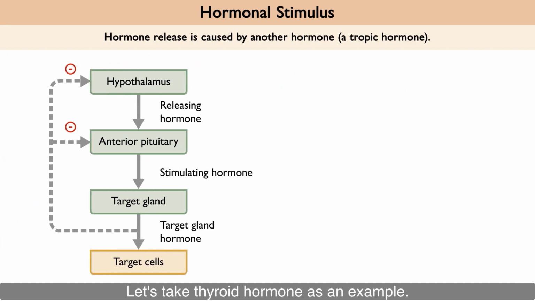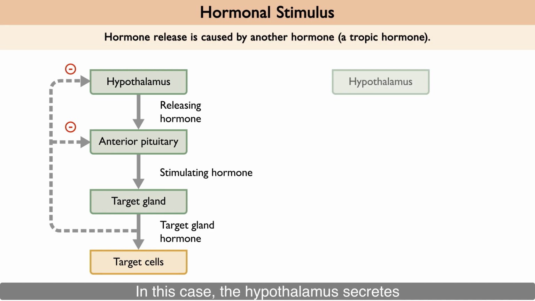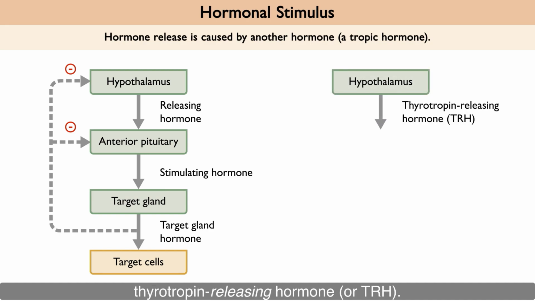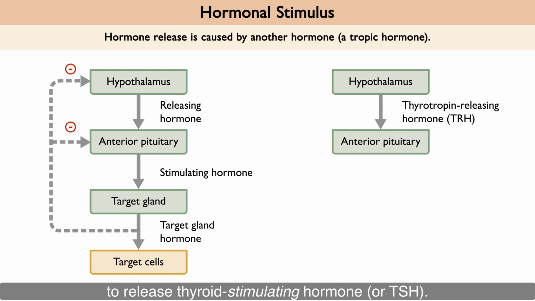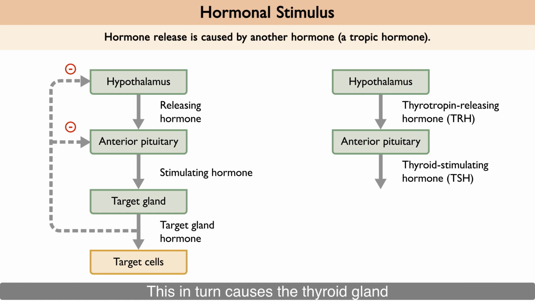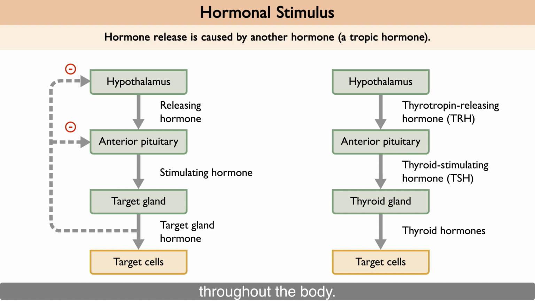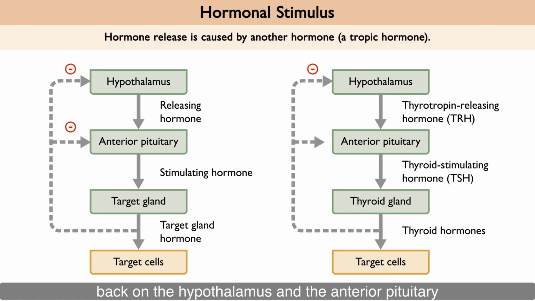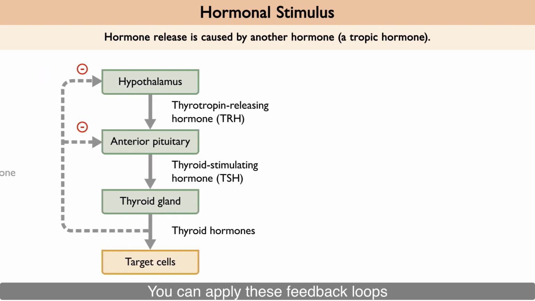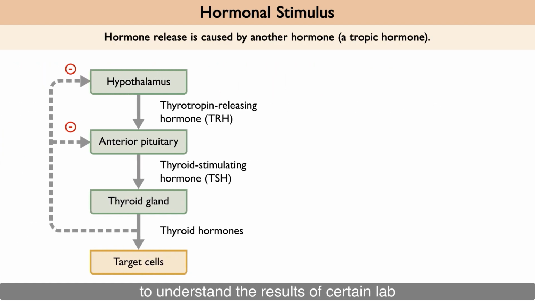Let's take thyroid hormone as an example. In this case, the hypothalamus secretes thyrotropin releasing hormone, or TRH. This causes the anterior pituitary to release thyroid stimulating hormone, or TSH. This in turn causes the thyroid gland to release thyroid hormones that act on target cells throughout the body. In addition, thyroid hormones feed back on the hypothalamus and the anterior pituitary to decrease the release of TRH and TSH. You can apply these feedback loops to understand the results of certain lab tests of endocrine function.